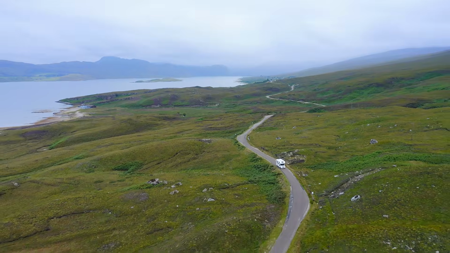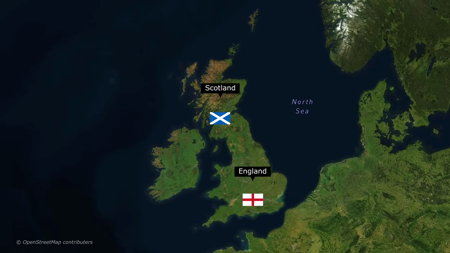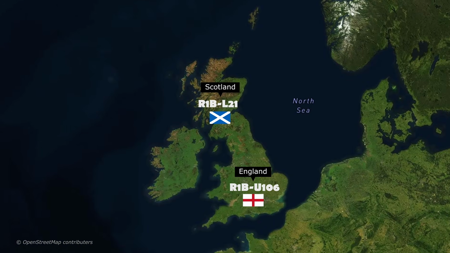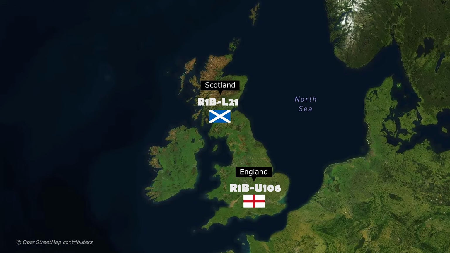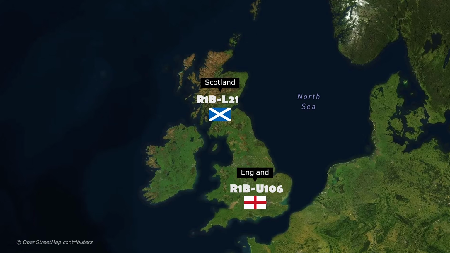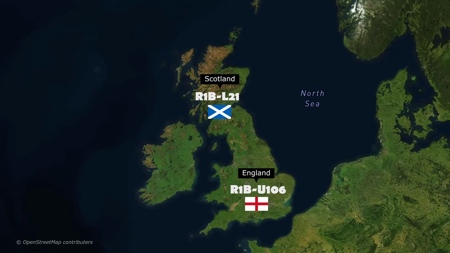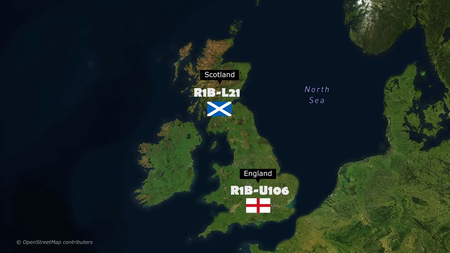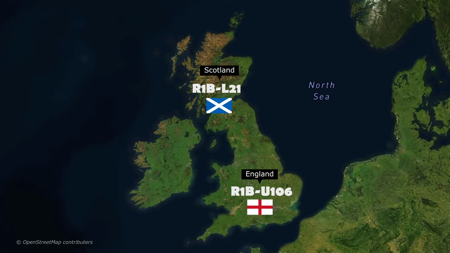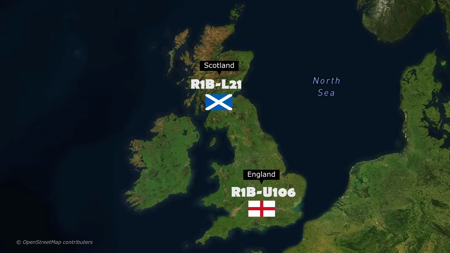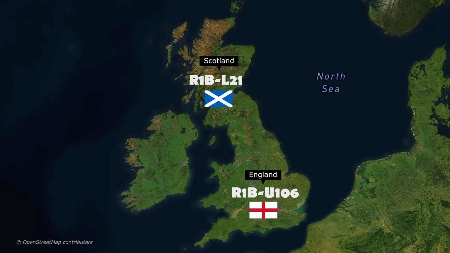So how can we sum this up overall? Well, Scotland generally retains more of an Atlantic Celtic genetic profile, with an influence from Norwegian Vikings as well. England shows a stronger influence from continental European populations, both thanks to the Anglo-Saxons and Danish Vikings, although there is plenty of regional variation in both countries.